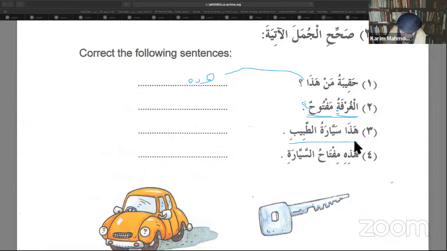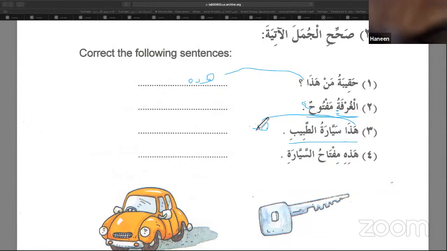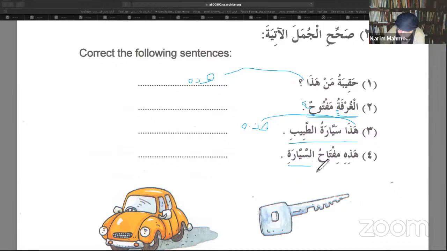Okay. سيارة doesn't get هذا. What does سيارة get? MashaAllah, nobody's getting it. هذه سيارة الطبيب. سيارة doesn't get هذا, it gets هذه. Okay. All right, let's do the next one with Ayan.